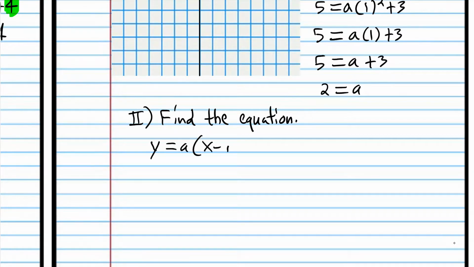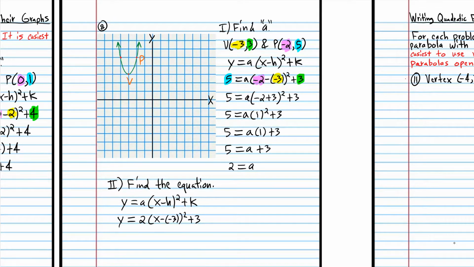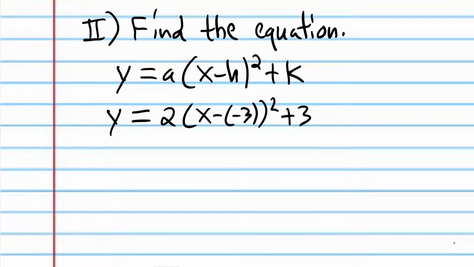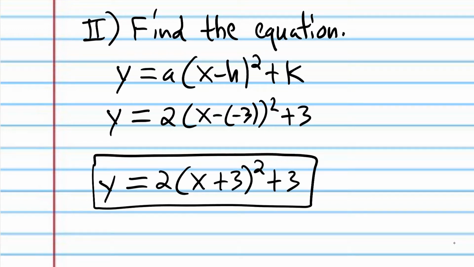And so all we have to do is plug in the a value that we just found, and h and k. And by the way, you don't have to keep rewriting the general form. a was 2, and the x value of the vertex is -3, and the y value of the vertex is +3 in green. Now, we don't want to leave our final answer with a double negative. There's no reason to leave a double negative, so we just simplify that to +3.